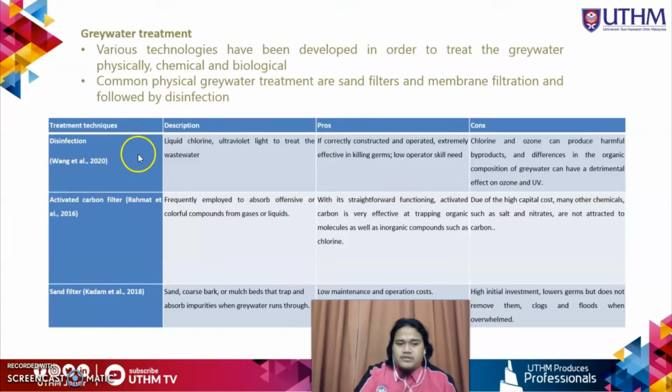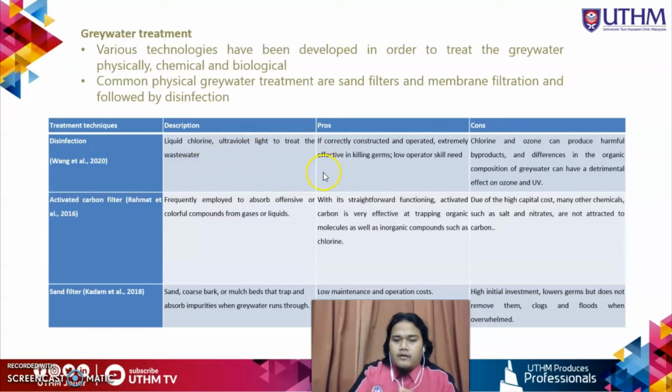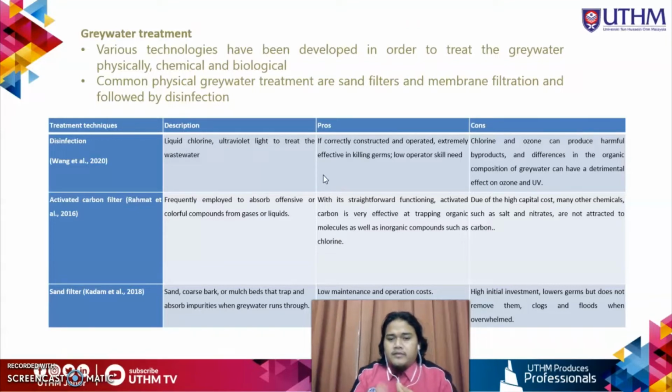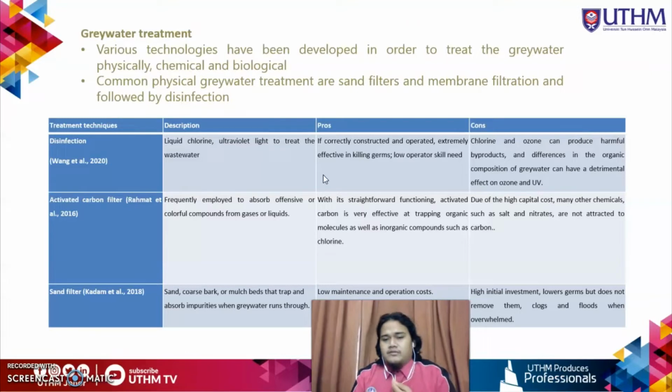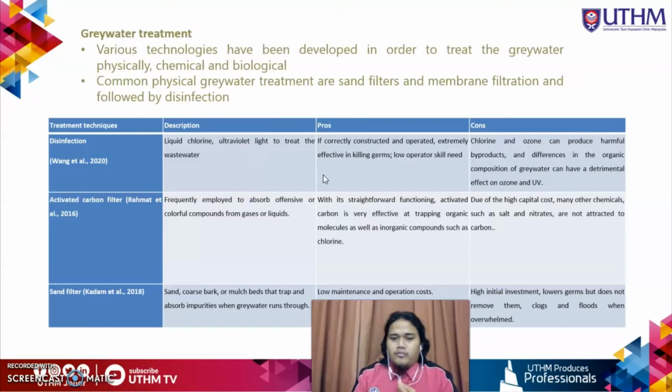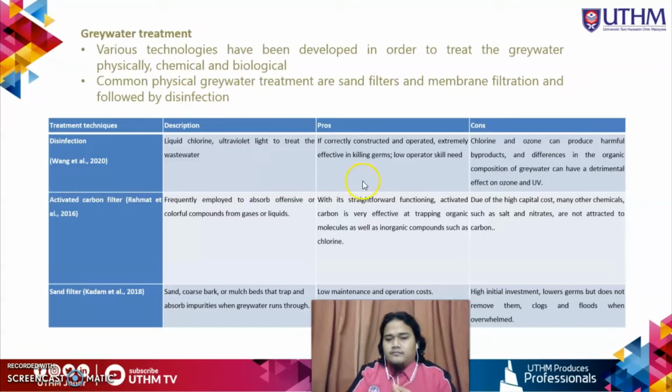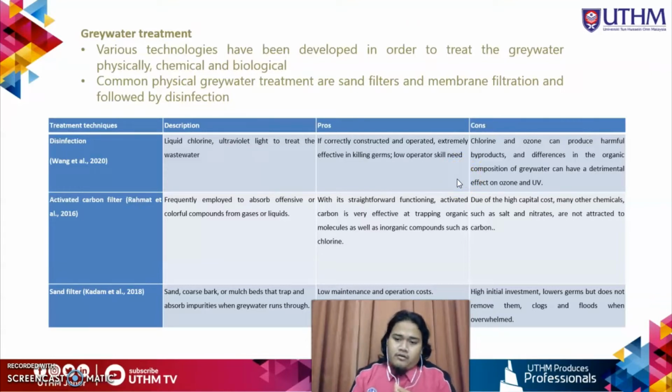Firstly, disinfection. This uses liquid chlorine or ultraviolet light to treat the wastewater. Disinfection treatment techniques, if correctly constructed and operated, are extremely effective in killing germs. And then it needs low operator skill. But chlorine and ozone can produce harmful byproducts, and differences in organic composition of greywater can have a detrimental effect on ozone and UV.